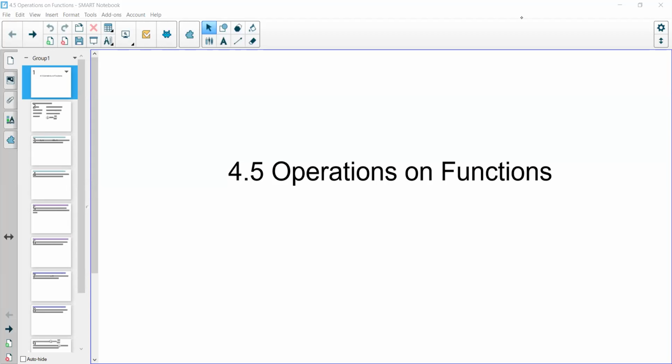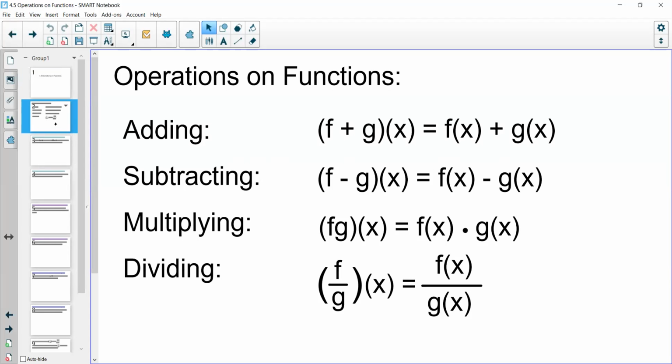Hi, this is Mrs. Kidman, and in this video, we are going to be discussing how we can do different operations on functions. So what we're talking about here is how we can add functions, subtract functions, multiply functions, and divide them. So sometimes we'll see something like f plus g of x, but really what that's saying is we're taking two functions that we're adding together, and we're going to add them separately.